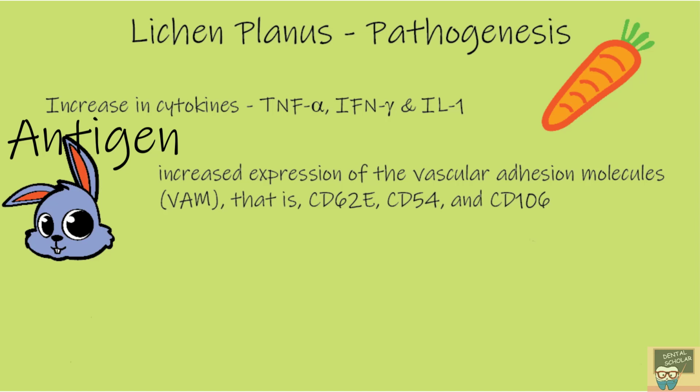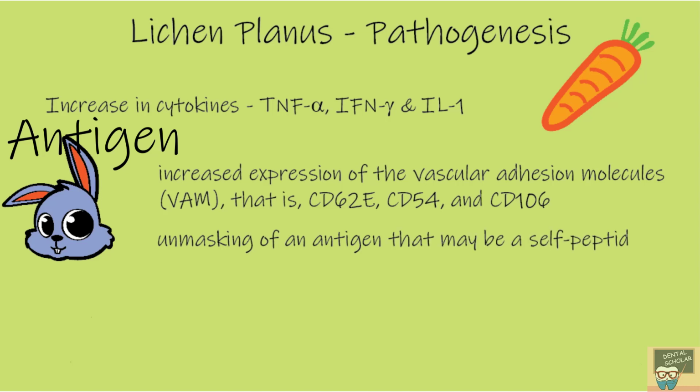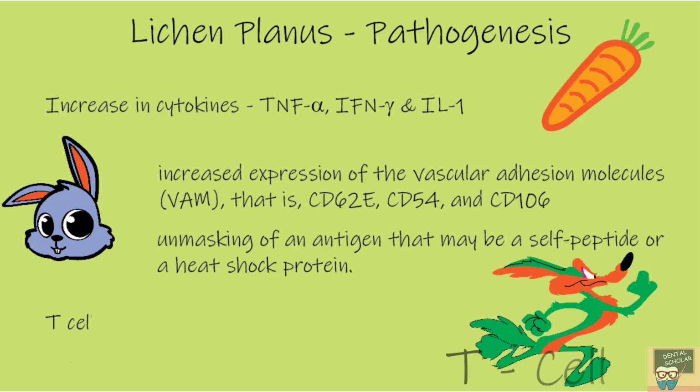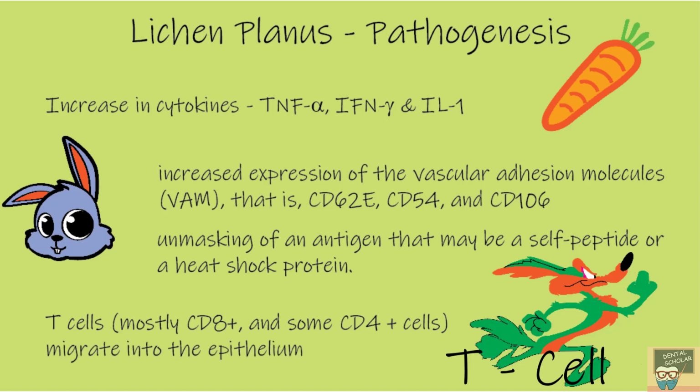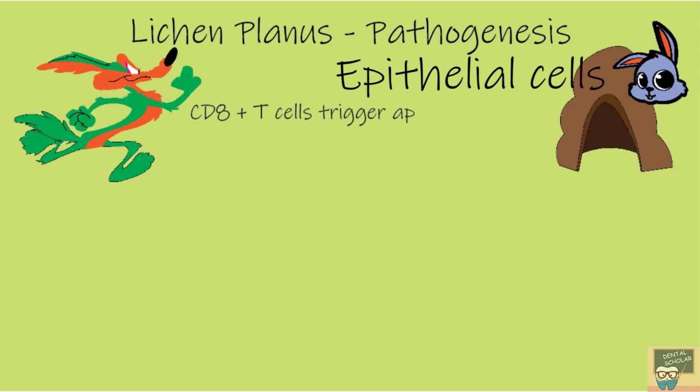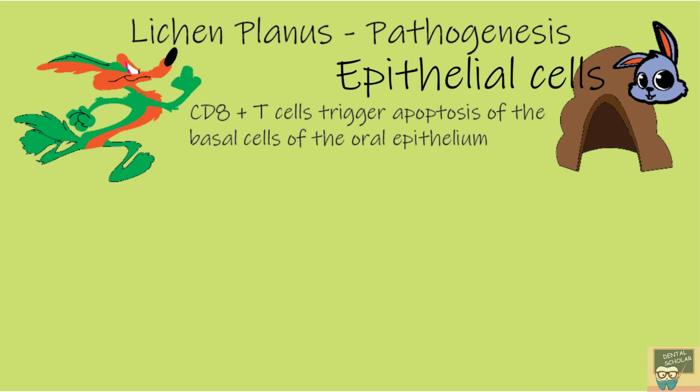Also, there is an expression or unmasking of an antigen on the basal keratinocytes, that is the epithelial cells of the stratum basale. These antigens may be a self-peptide or a heat shock protein. These vascular adhesion molecules and antigens on the basal keratinocyte act as chemoattractants, due to which the T cells, which mostly include CD8 positive and there might be some CD4 positive cells, migrate into the epithelium. The CD8 positive T cells trigger apoptosis of the basal cell of the oral epithelium, that is basal keratinocytes.